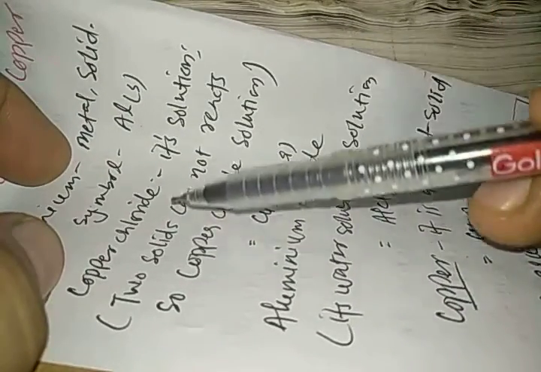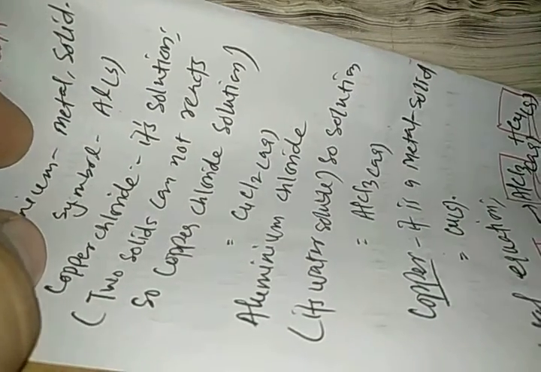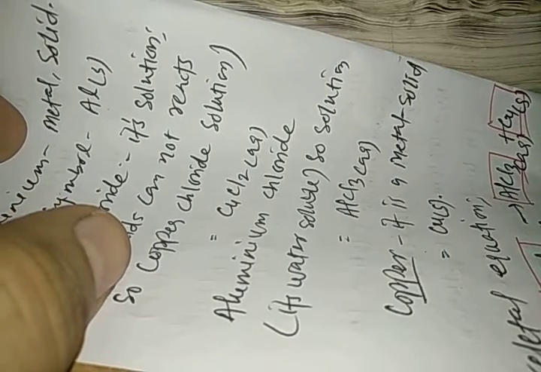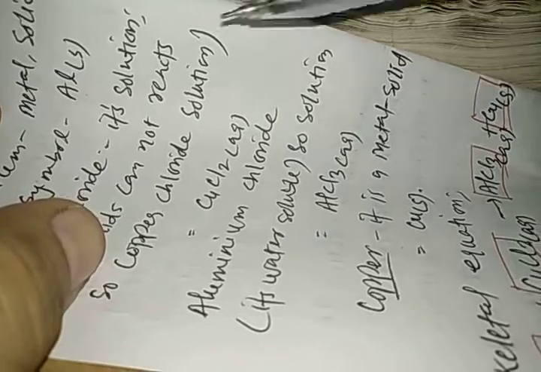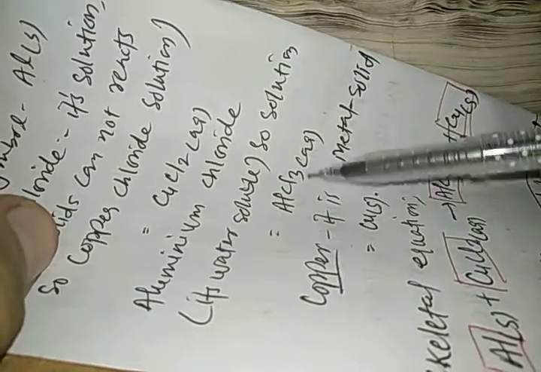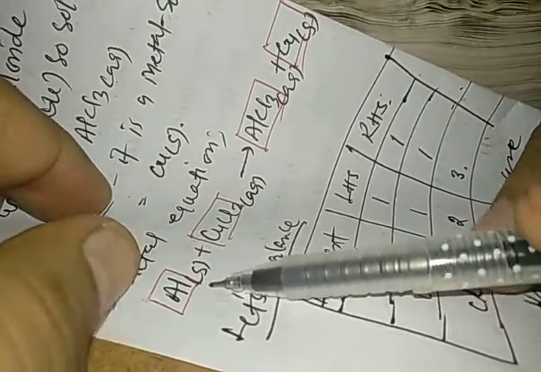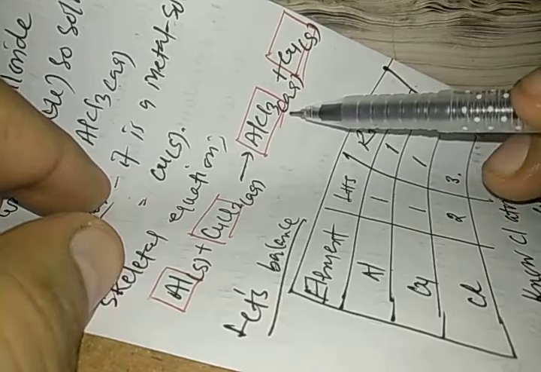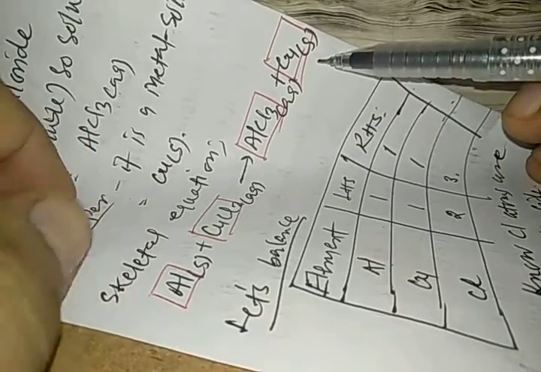So we can say that copper chloride is a solution because two solids cannot react with each other. So we can write CuCl2 aqueous. Same way aluminum chloride, it is a water soluble substance, so we can say AlCl3 is aqueous, and copper, it is a metal, so it is in the solid state. So ultimately we write a skeletal equation as aluminum solid plus CuCl2 aqueous, that gives AlCl3 aqueous plus Cu solid.